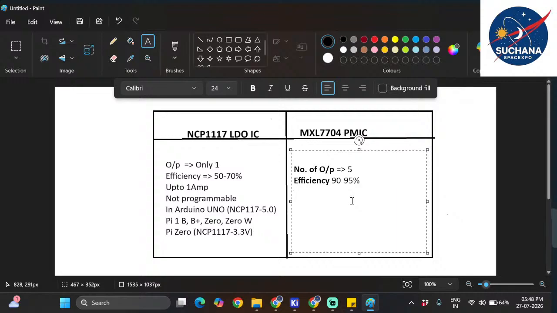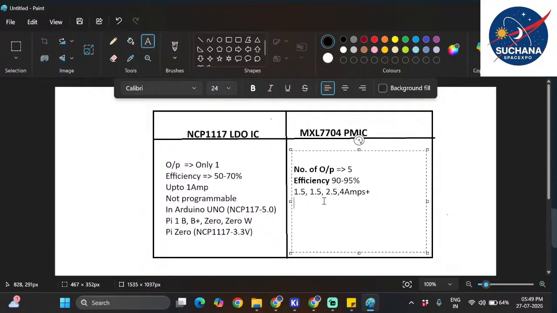Now, in the MXL 7704 IC we can obtain different currents, like 1.5 amp, and we will discuss that a little bit later. I told you there are 5 outputs, right? From those 5 outputs you can obtain 1.5 amp, 1.5 amp, 2.5 amp and around 4 amp plus sometimes. So these are the output currents.